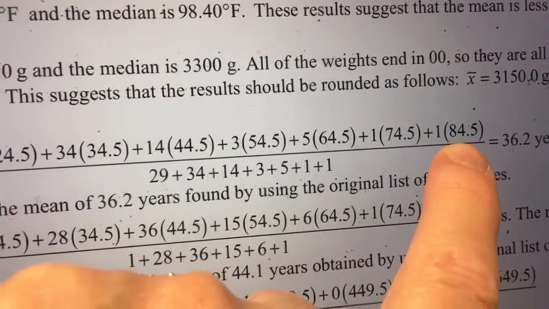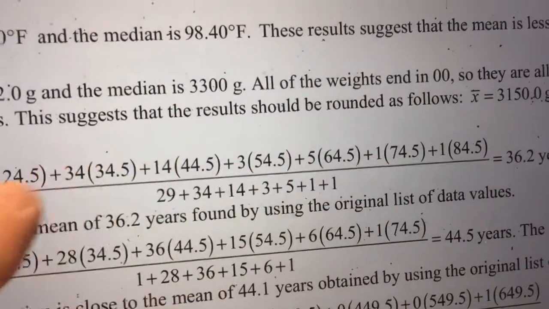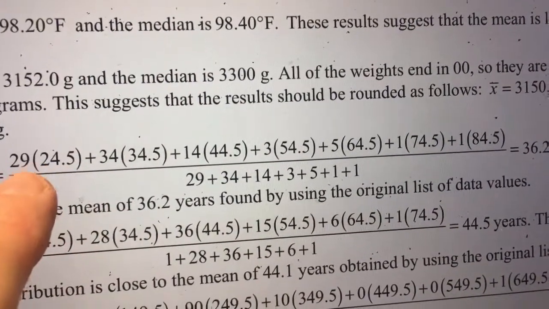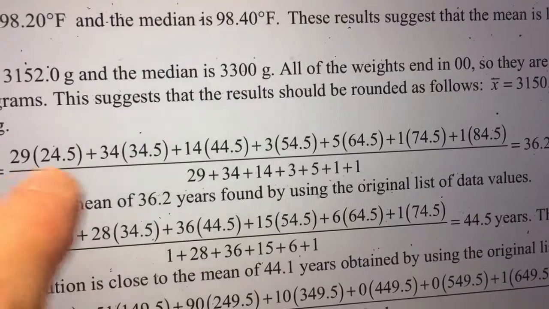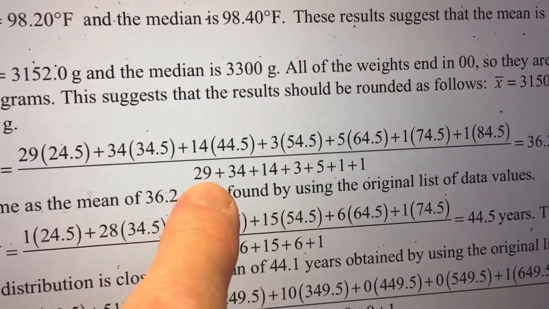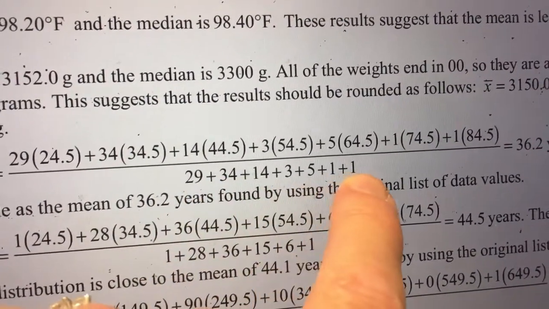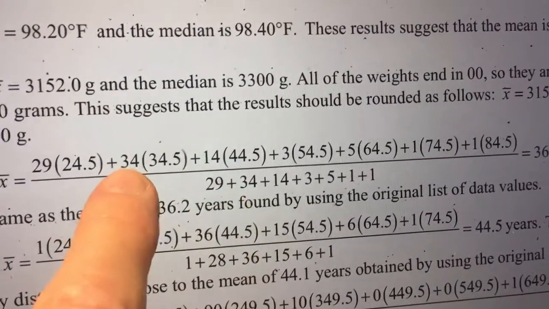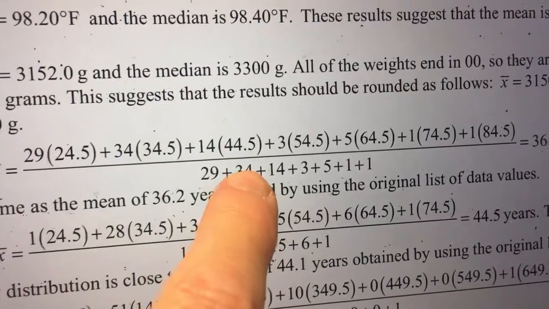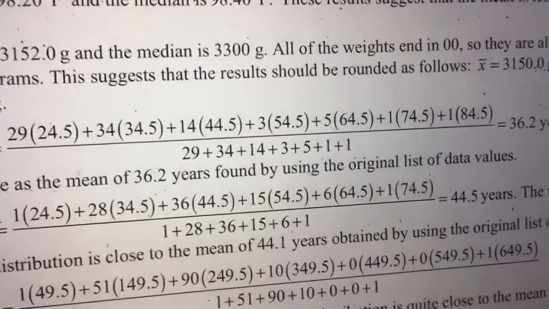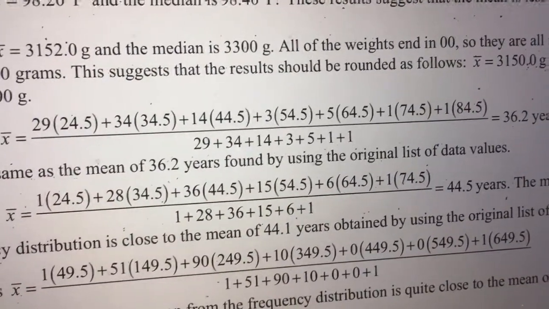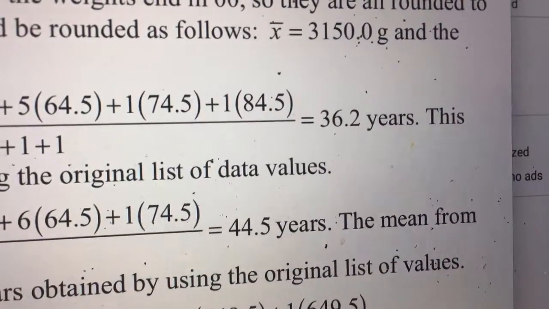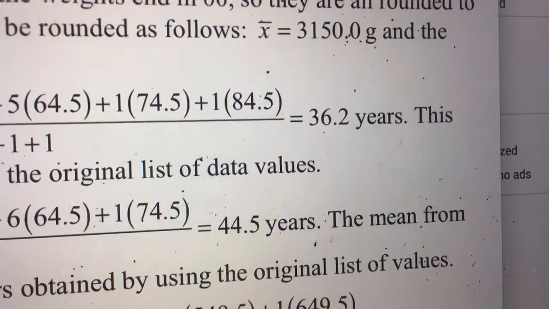Okay, and then we're going to divide that, which is the midpoint times the frequency of each class, by all of the frequencies added together. And see, this was a frequency, there it is again. This was a frequency, 34, there it is again. So we add up all the frequencies and put it on the bottom. When we crank out all of that math, we wind up with 36.2 years.